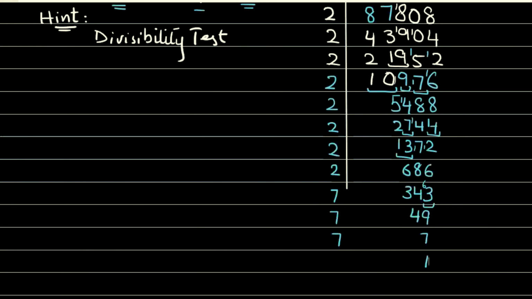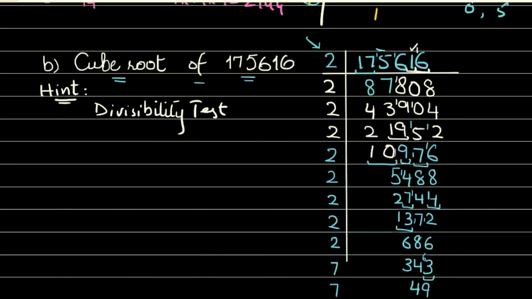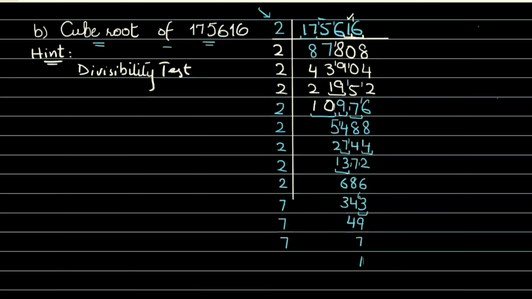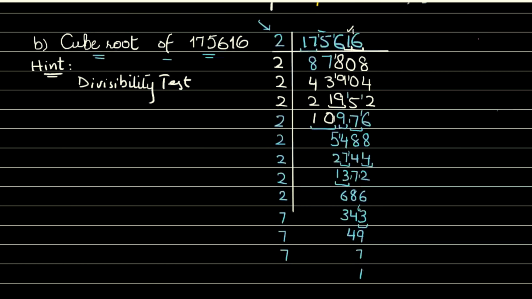write that particular number as a product of its prime factors. So let me write it. Let me set up the page, one minute. Now, this number is written here. Let me write it: 175616. What are its prime factors?